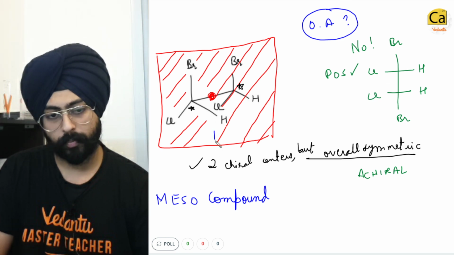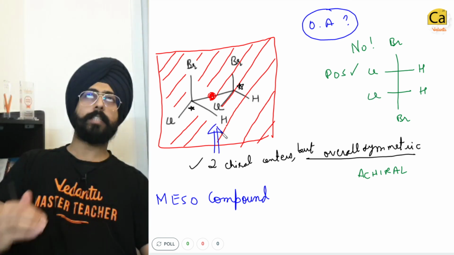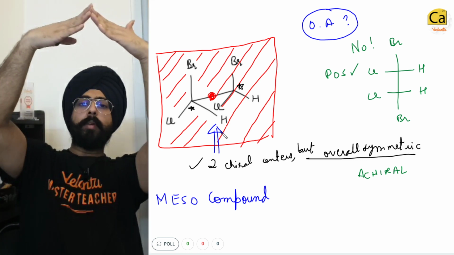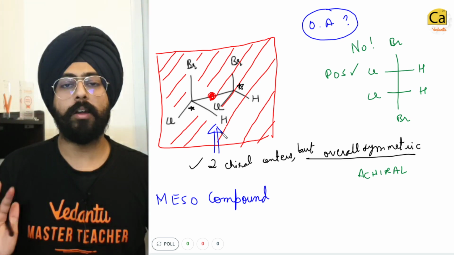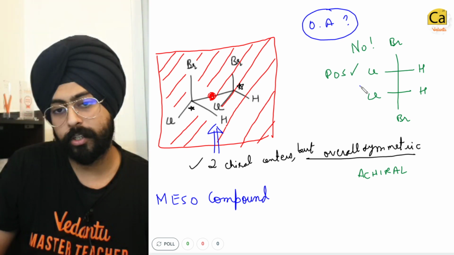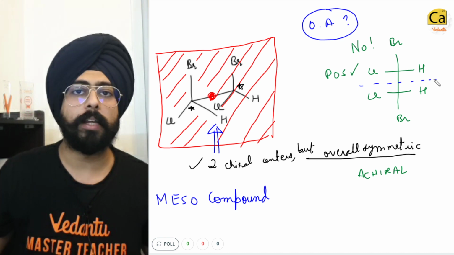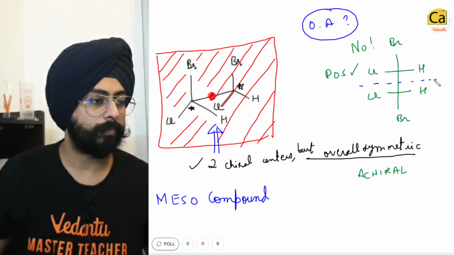How do you make the Fisher projection? You are looking at it from the bottom. So chlorine and hydrogen will be coming towards you and bromine will be going away from you. That's exactly what happens in a Fisher projection. And you can see over here very beautifully that there is a plane of symmetry. Okay?